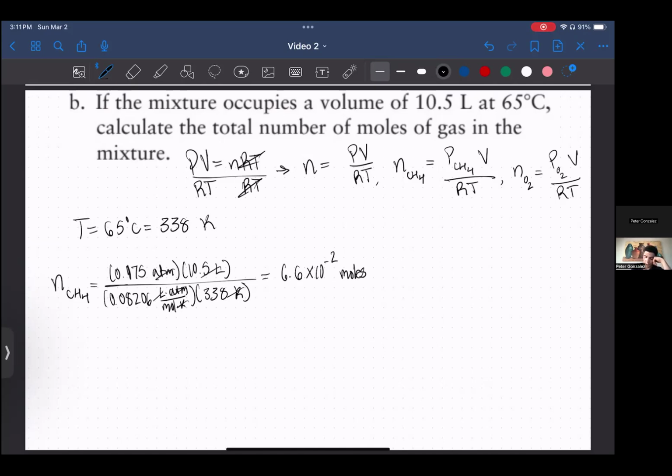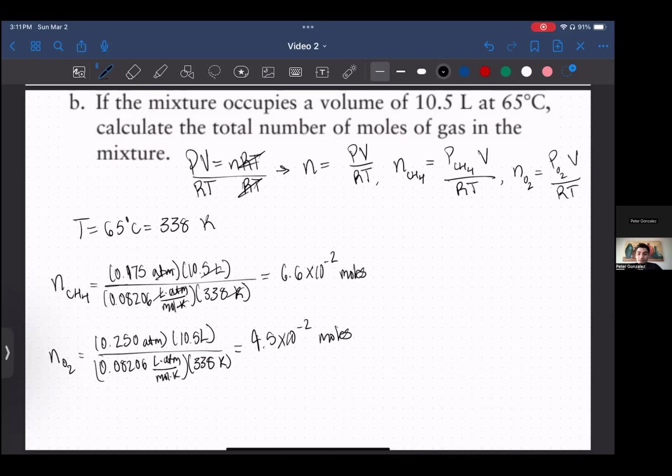Awesome. And now we're just going to repeat the same process for the moles of oxygen. So moles of oxygen will be equal to, instead of the pressure of 0.175, we're going to use the pressure of 0.250 atm times 10.5 liters. And then we're going to divide that by the universal gas constant again, 0.08206 liters times atm over mole times kelvin. And then multiply this by the temperature, which is 338 kelvin. And with this, we find that the moles of oxygen is 9.5 times 10 to the negative second moles.